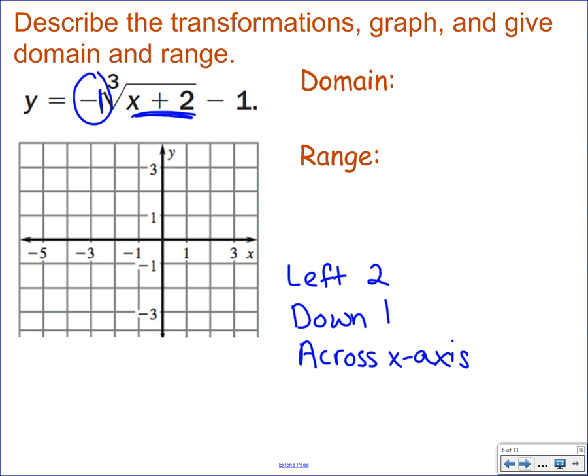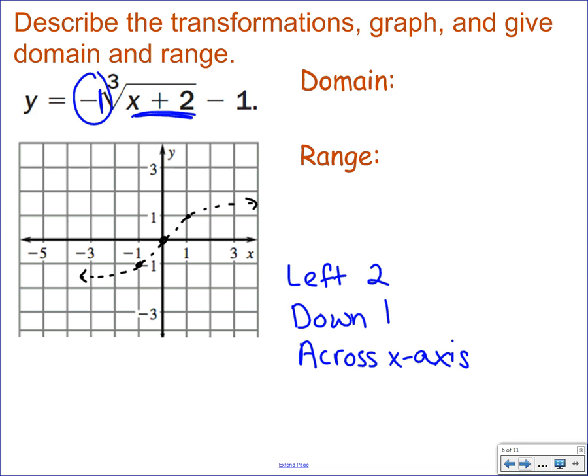So left 2. So normally you have the points. Let's talk about what the parent function looks like. Really the points I usually graph are 0, 0, -1, -1, 1, 1. And you have that kind of curve. It's not a straight line, it's a curve. Now you're going to take those 3 points essentially and graph them.